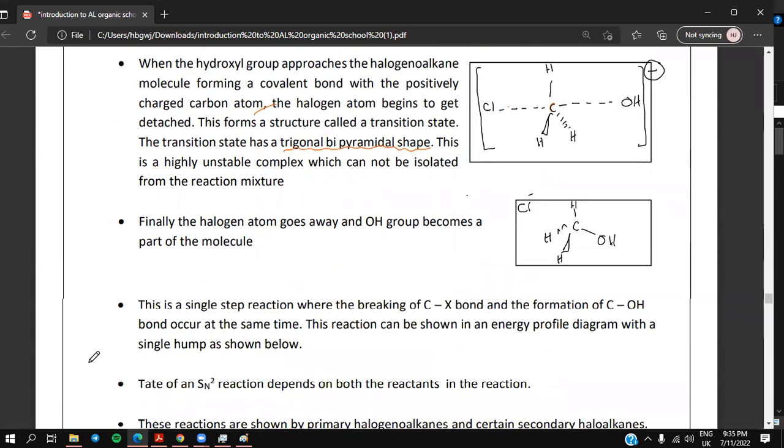See, this is a single step reaction where the breaking of the carbon-X bond and the formation of the carbon-oxygen bond occurs at the same time. This reaction can be shown in an energy profile diagram with a single hump as shown below.